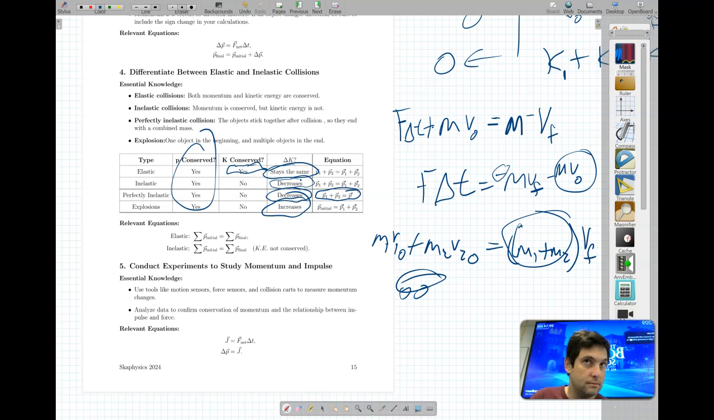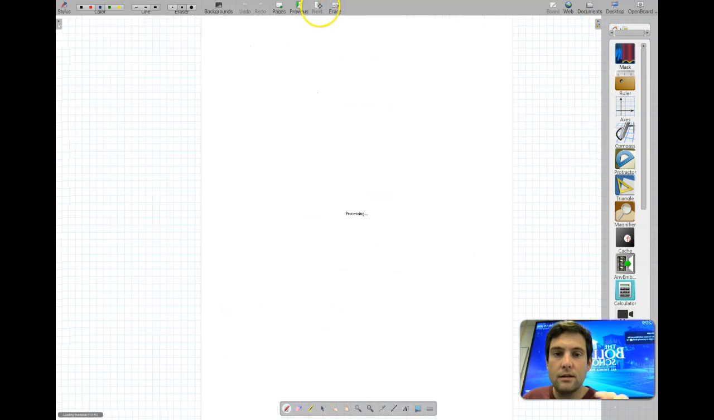If you are, again, looking at multiple choice questions, smart cart's probably not going to be there. Make sure you look at all the data to make sure momentum was conserved for the entire system.